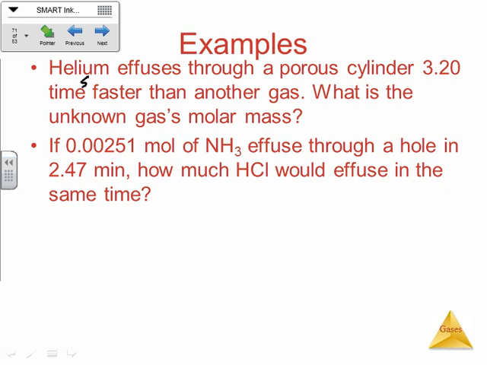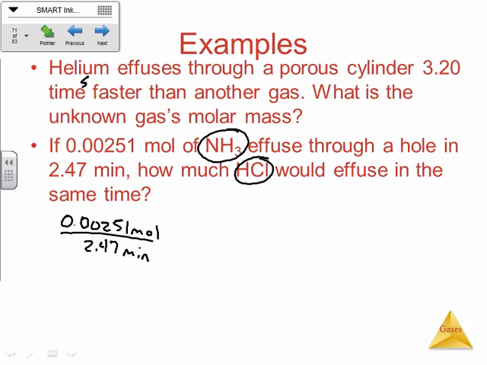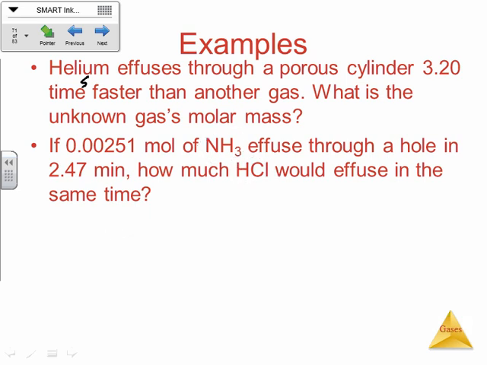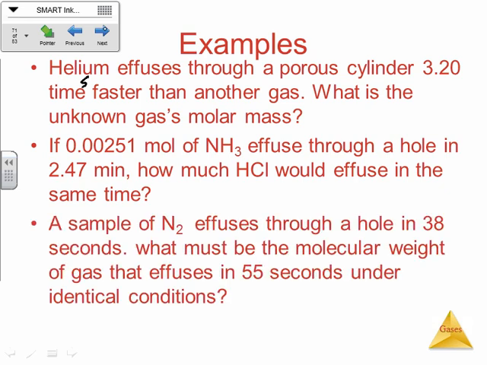So you've got 0.00251 moles per 2.47 minutes, okay? So you've got moles per minute, that would be your rate. So you've got your rate 1, your rate 2, and then you know the molar masses of both of these because you know what they are. So you could plug that in and find the rate of the HCl, and then you would be able to solve this problem. Okay? But again, not the kind of thing they're going to give you.